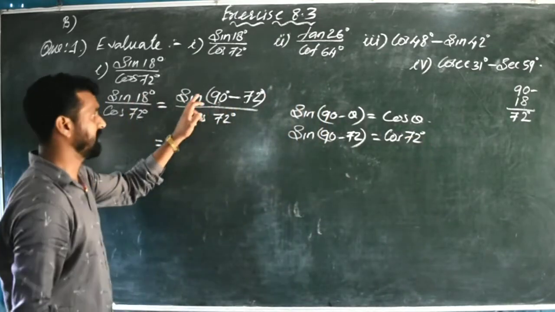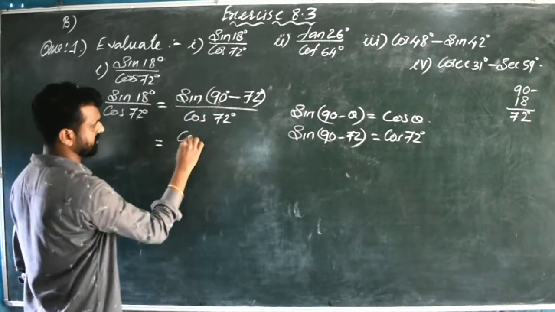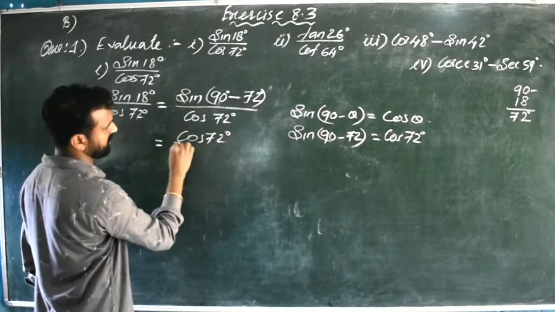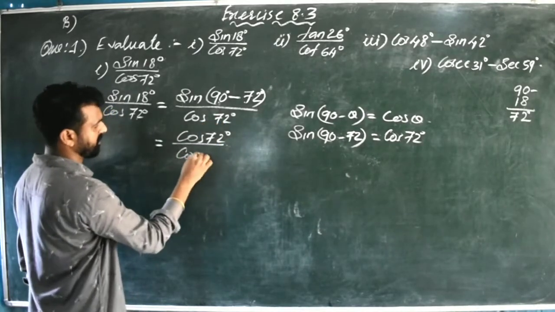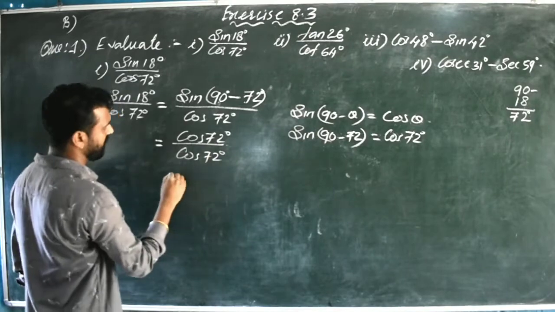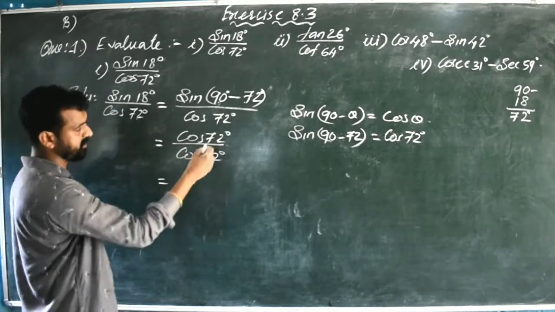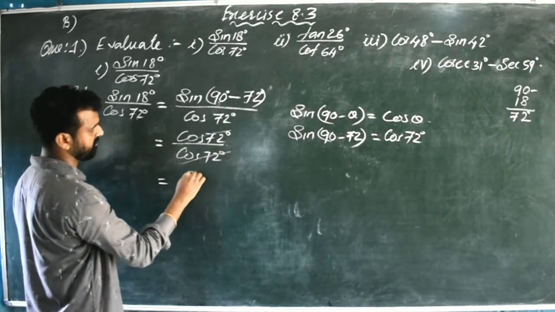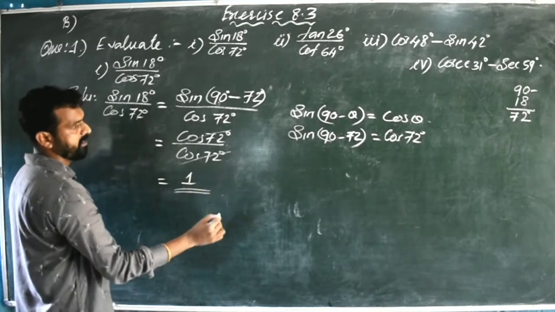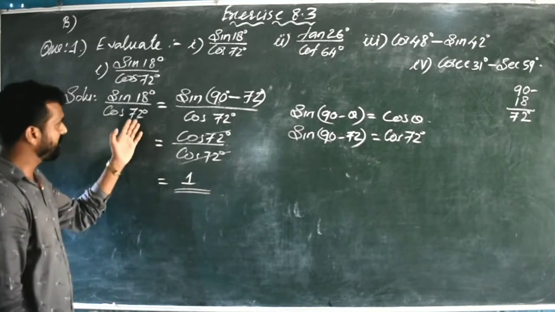So here, sine 90 minus 72 degree is equal to cos 72 degree, divided by cos 72, which we write as it is. The numerator and denominator are the same, cos 72 and cos 72, so we can cancel it. What is the answer? 1.